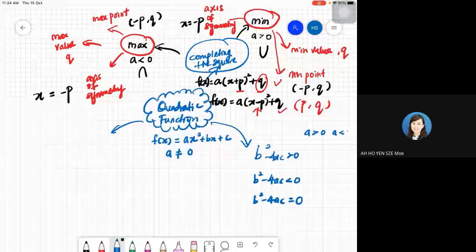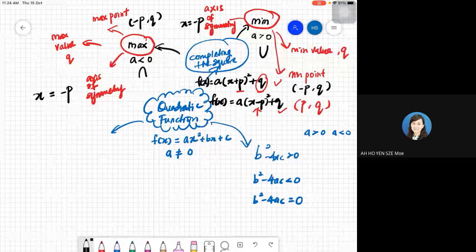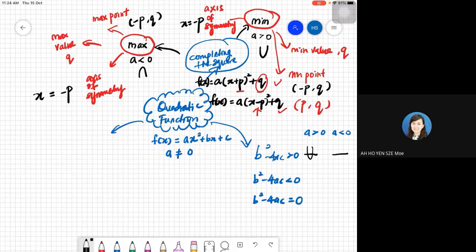Okay, when a is greater than 0, the graph will be like this. For this one, it will be like this. If less than 0, there will be like this one, and this one will be this one. Then equal, it touches x only. Okay, 1 point for this one.